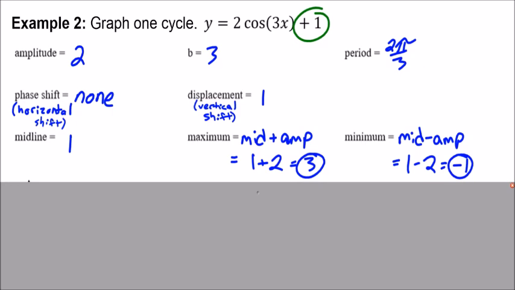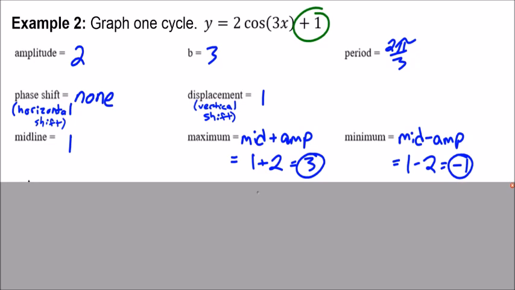The max, the highest this point's going to go to is not 2. I know the amplitude's 2, but if it wasn't being shifted, the amplitude would set the maximum point at 2. But because we're shifting this function up another unit, that means our maximum is going to be at 3. And you can calculate that by doing the midline plus the amplitude. 1 plus 2 is 3.